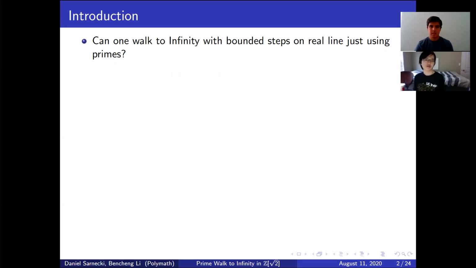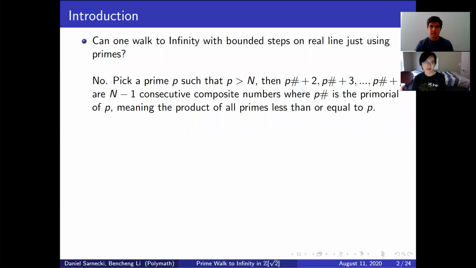So first of all, let us start with a simple question. Can one walk to infinity with bounded steps on the real line just using primes? Well, the simple answer is no, because all we need to do is pick a prime p such that p is larger than capital M if we want a gap of length n between primes.